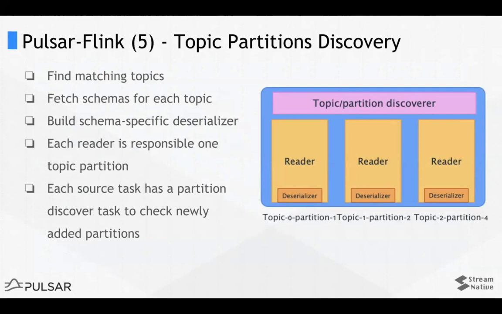For the Pulsar source, you specify a topic or a list of topics. It will start a topic partition discovery. It will discover the list of topics to consume, and for each topic, it discovers any updates of the list of partitions. And for each partition, it will start a reader, and the reader uses the Pulsar schema for the deserializer. So it deserializes using the Pulsar schema information. And that is the source part.